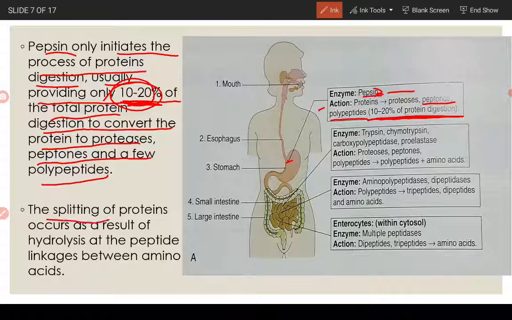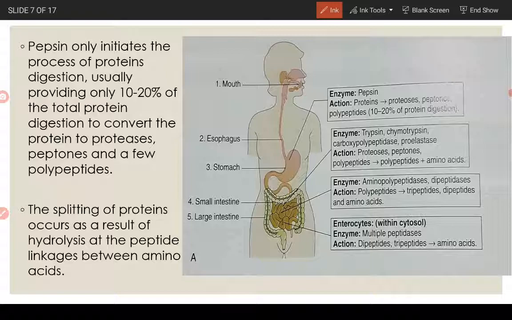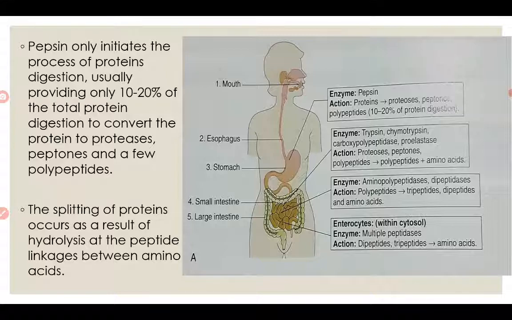Now, the splitting of proteins occurs as a result of hydrolysis at the peptide linkages between amino acids. I already told you what the digestion of protein is. It is the breaking of the peptide linkages between two amino acids by the process of hydrolysis, right? So hydrolysis of the peptide bonds is what digestion is.